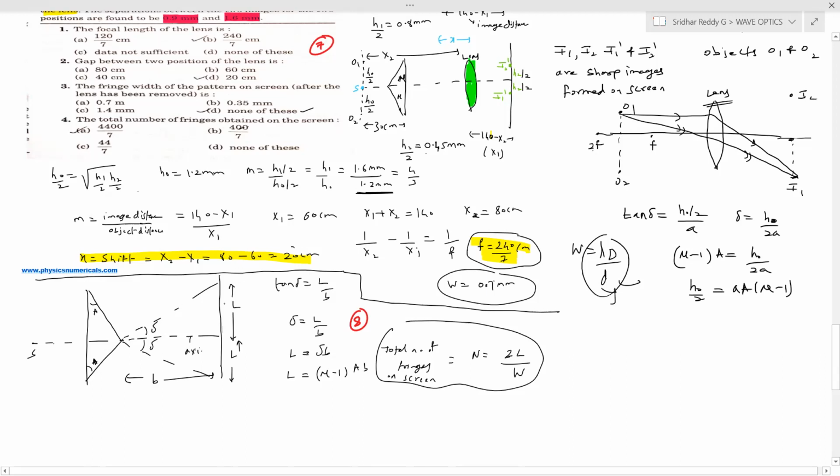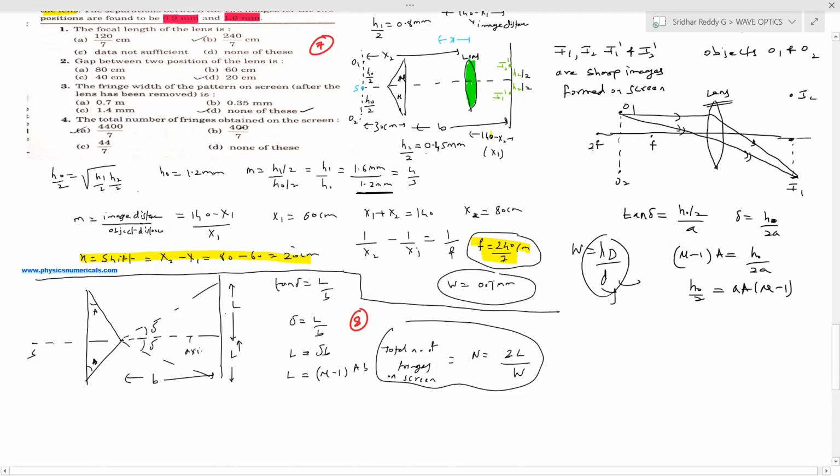Then what about the total number of fringes? So for the deviated ray, I'll measure delta is equal to L by B. The distance will become B. Delta is equal to L by B. Then after getting delta, we know mu minus 1 into A, I'll get the length L. The number of fringes should be 2L by the fringe width.